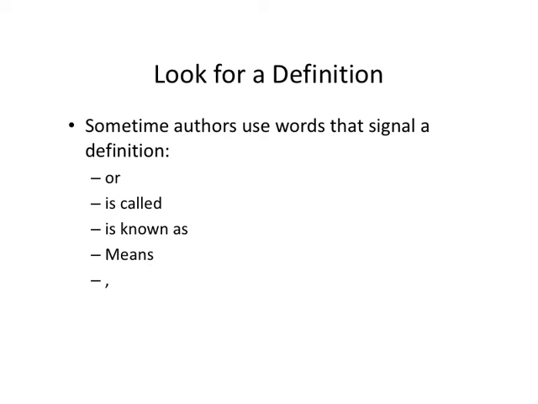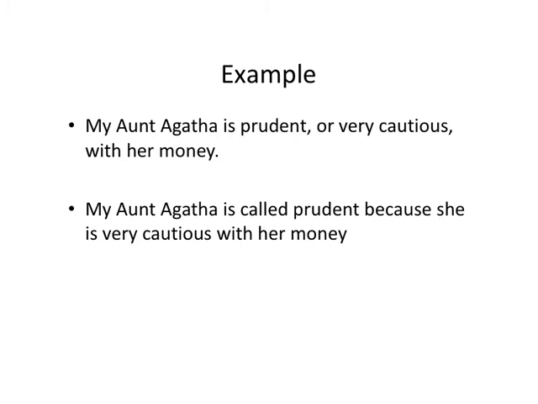First thing to do is to look for a definition. Sometimes authors use words that signal definition, like or, is called, is known as, means, or even just a simple comma. Let's take a look at a few examples.